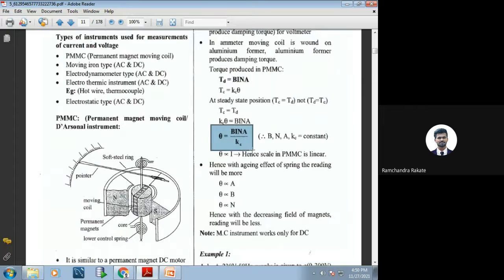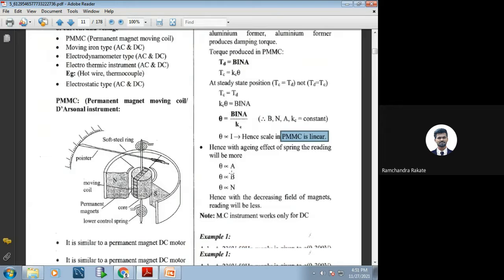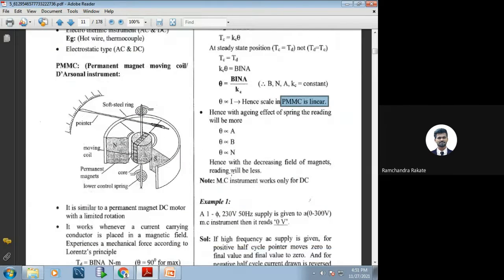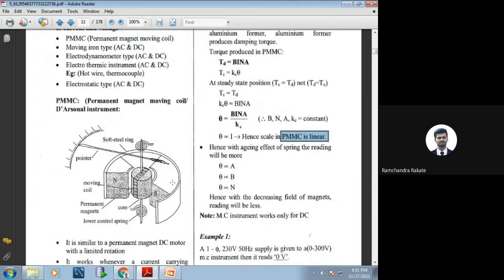BINA by Kc. Here only the current is changing; the rest of the things are considered constant, that is B, number of turns, area, and Kc. So theta is directly proportional to the current, since the PMMC is always a linear type of instrument, and it works on the DC supply.